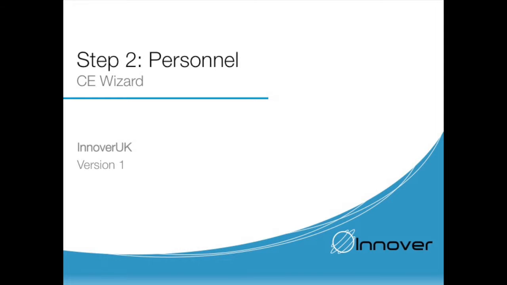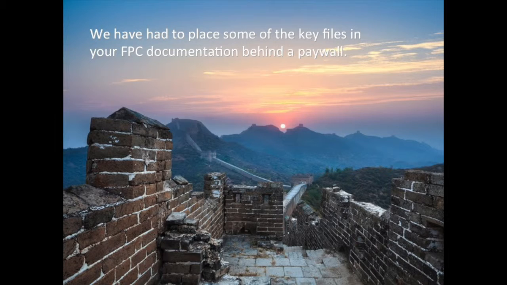Welcome to the second step of Innover UK CE Wizard. As you are still a free user, we have skipped one of the key steps in this whole CE Wizard, a step where we set up the structure for your factory production control systems documentation and download the most important file in your whole FPC system, the FPC manual. But don't worry, you can still go over this step even though we have skipped these things.